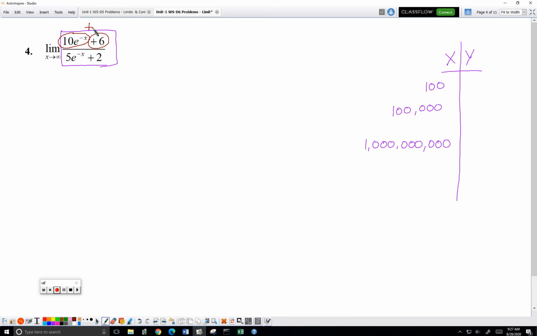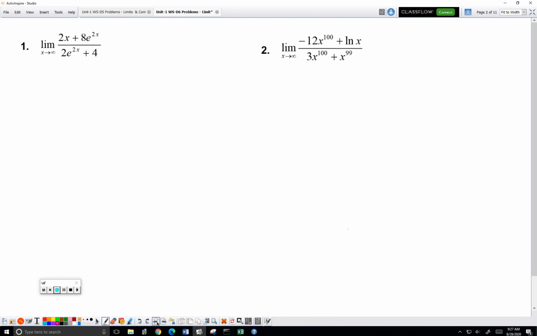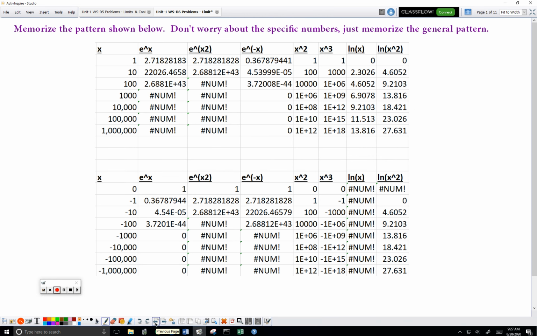So we're going to compare those 2 terms. We're going to think of x getting bigger and bigger and bigger and say, which of those 2 is dominant? Think of the chart I just showed you. Which of those 2 dominates? Zach Fowler. Was it the 10e to the negative x? Or wait, no, it's the 6.